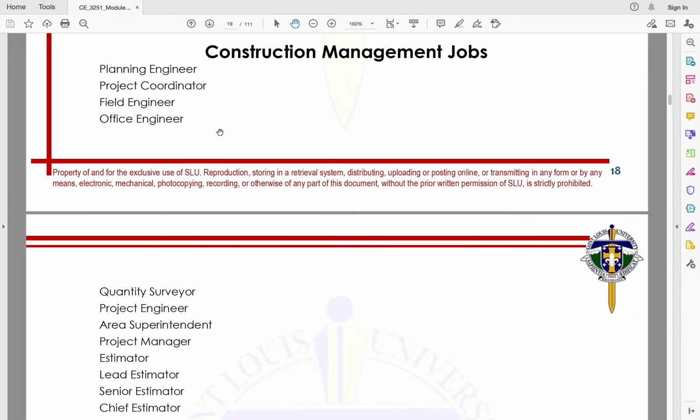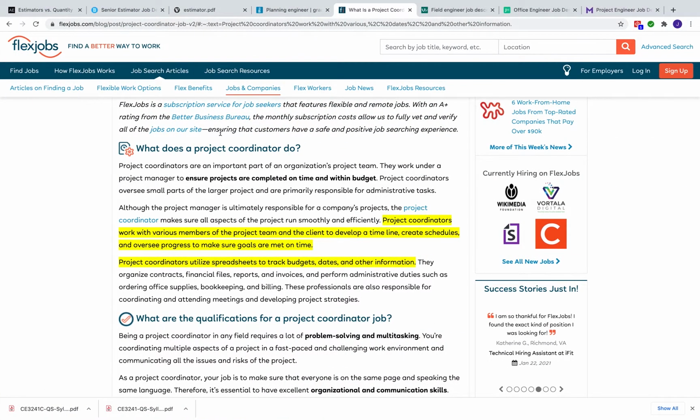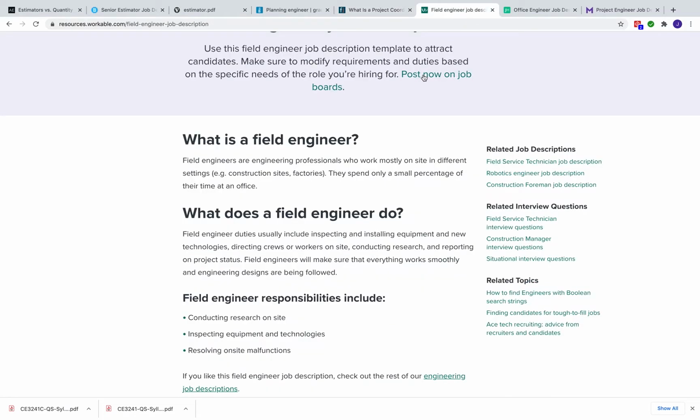When we say field engineer, most often than not, this is the entry level. Pag sinabi nating field engineer, you are the, hindi mo observer. You are the person of the company on the field na merong theoretical knowledge. Okay? So field engineers are engineering professionals who work mostly on the site in different settings. So they spend only a small percentage of their time at an office.